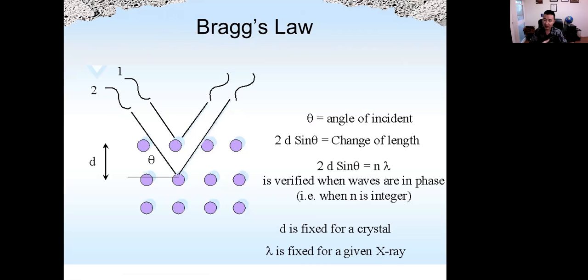the intensity will be amplified. We have a higher intensity for certain theta. Of course, that is controlled by lambda, the wavelength, and also the d, which is the intrinsic property of a certain type of crystal.